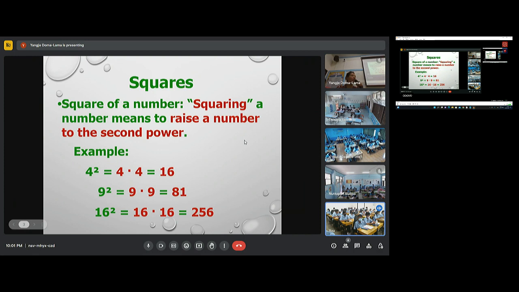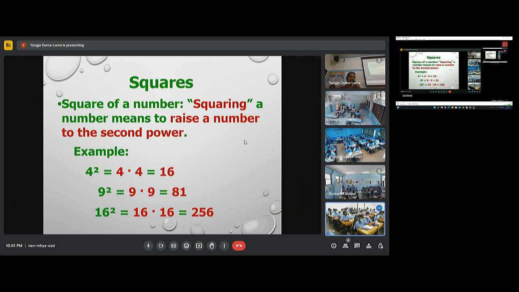Understand? How do you read? Say everyone, 9 square. Okay? 9 square means 9 times 9, which is 81. Now this 81 is your square number.